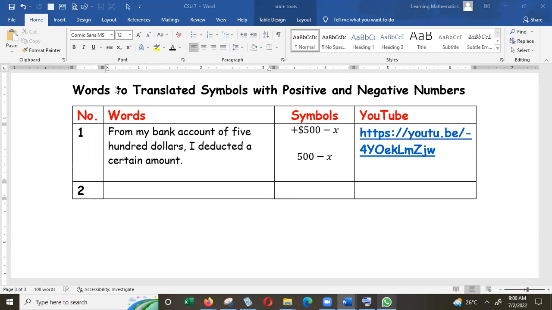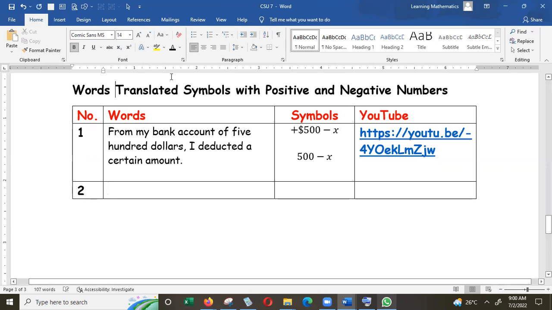words translated to symbols with positive and negative numbers.